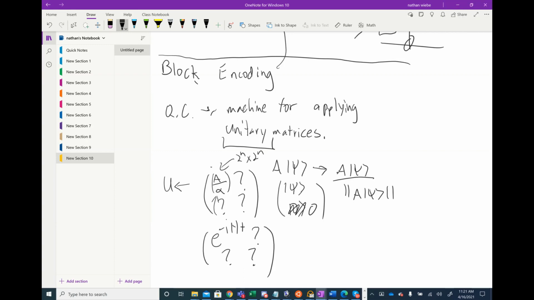Hey, Nathan, you got a question. Yeah. Can the non-unitary nature of noisy quantum computers be used instead of block encoding?